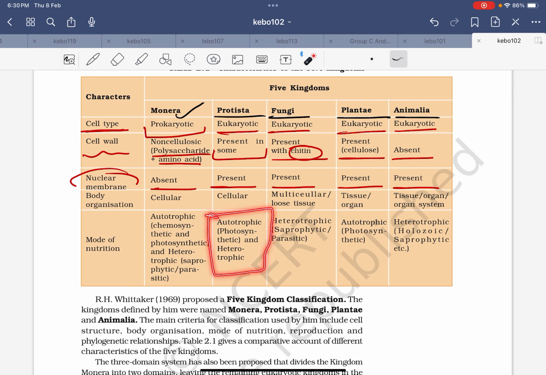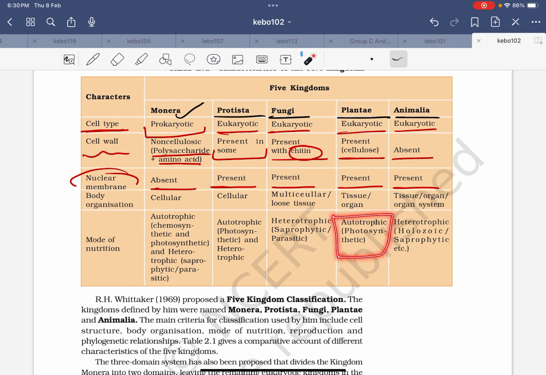Protista is autotrophic, which means it synthesizes its own food with the help of photosynthesis. And it is heterotrophic, but here chemosynthesis is not involved. This is the important point which may be used to differentiate in an MCQ. The mode of nutrition in Monera is autotrophic, involving both chemosynthesis and photosynthesis, but in Protista it is autotrophic with only photosynthesis, and also heterotrophic. Fungi is a completely heterotrophic organism, saprophytic and parasitic. It is not an autotrophic organism.